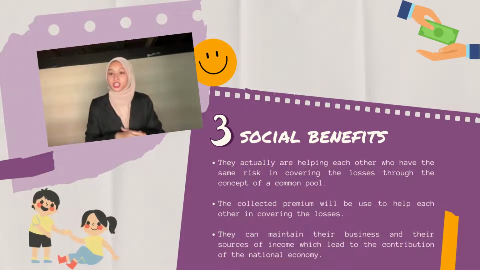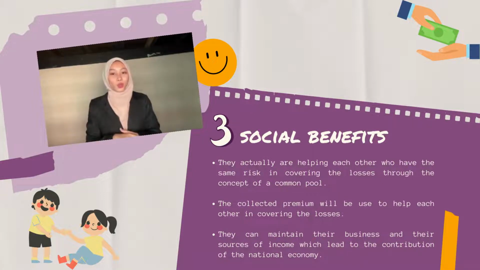In addition, insurance gives social benefit. When the insured buy insurance, they are not only covered for their own loss, they are actually helping each other who have the same risk in covering the losses through the concept of common pool. Common pool is the concept of a group of individuals that have the same risk and give contribution, which is known as premium. The collected premium will be used to help each other in covering the losses.